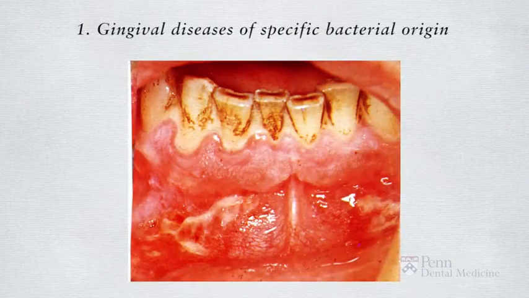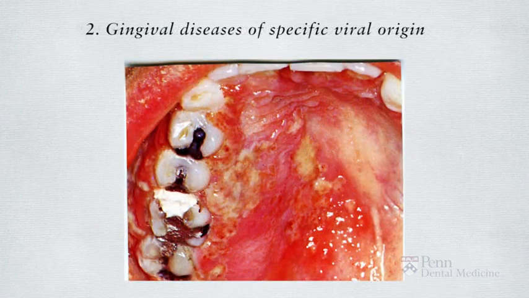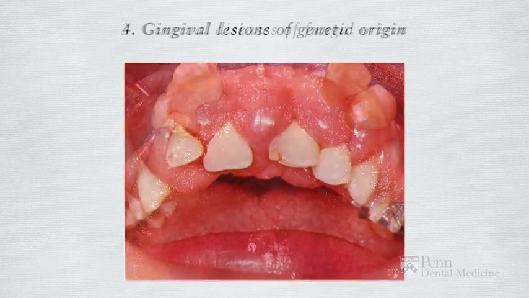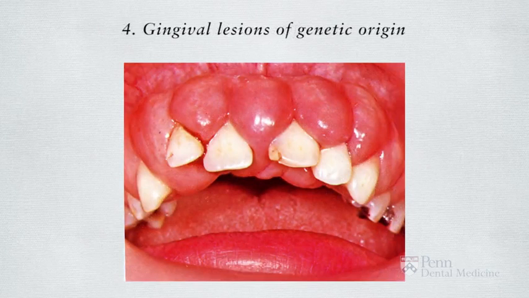We also have the non-plaque-induced gingival lesions of specific bacterial origin, and gingival diseases specific of viral origin, such as herpetic gingivostomatitis. We could also have gingival diseases of fungal origin. Fungus may grow and cause gingivitis in situations where the patient has been taking antibiotics for a long time or under appliances such as full or partial dentures. There are also gingival lesions of genetic origin, and an example of such a condition is hereditary idiopathic fibromatosis.